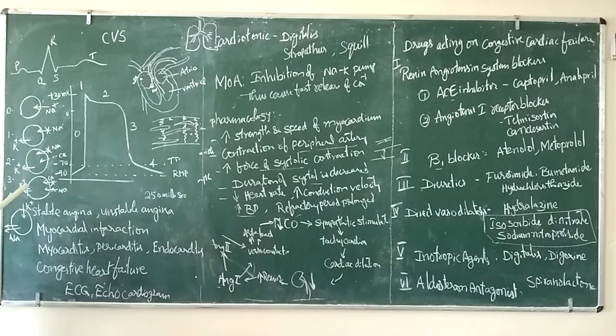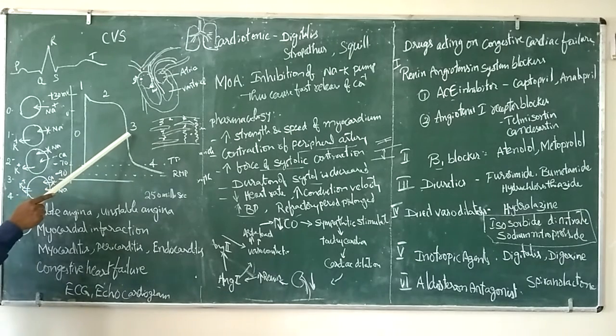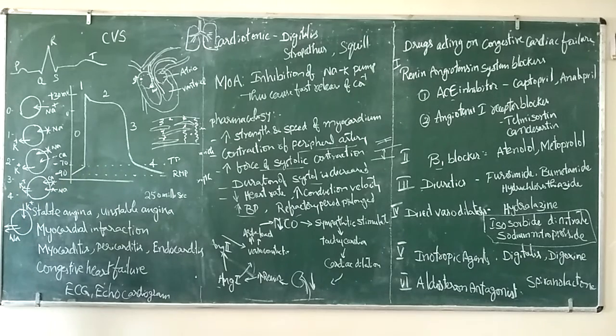So again, here at phase 2, the slow calcium channels are going to get opened, which causes further repolarization. In phase 3, the calcium and sodium channels are going to be completely closed, and there will be efflux of the excess potassium.